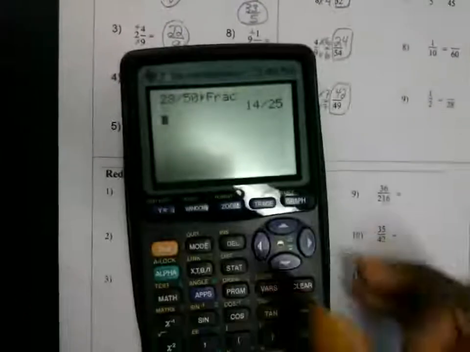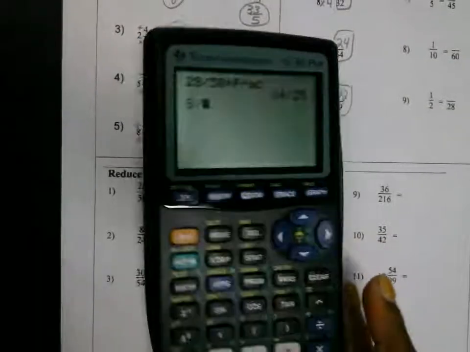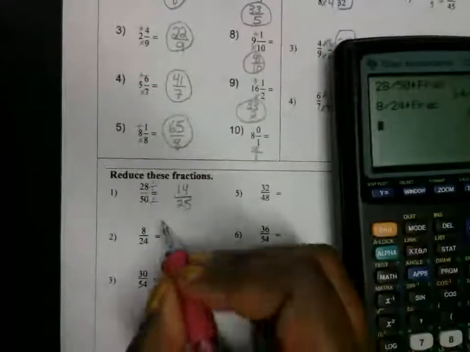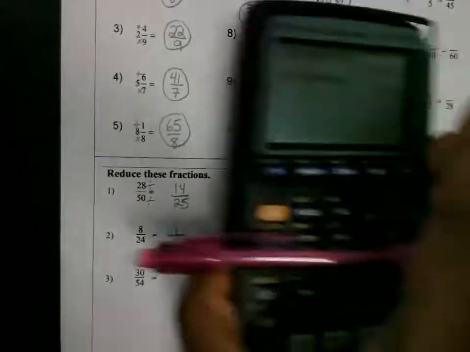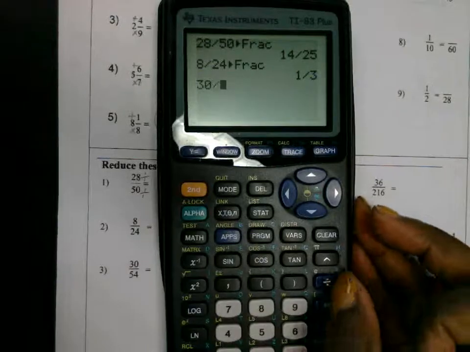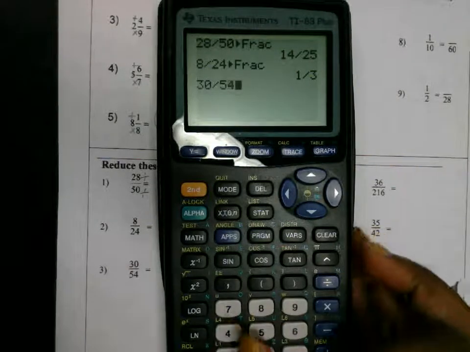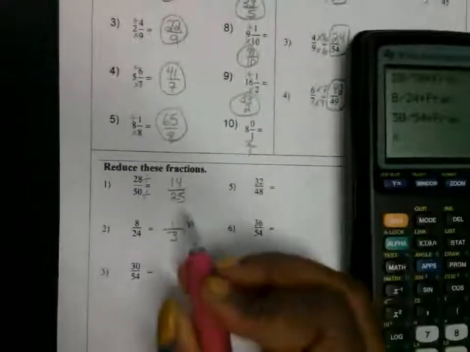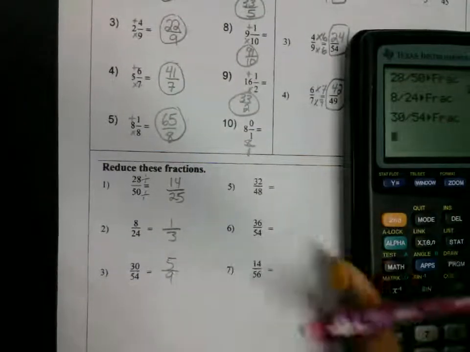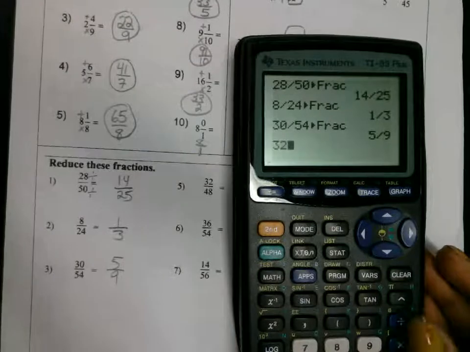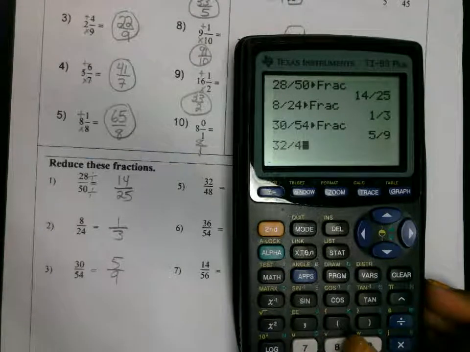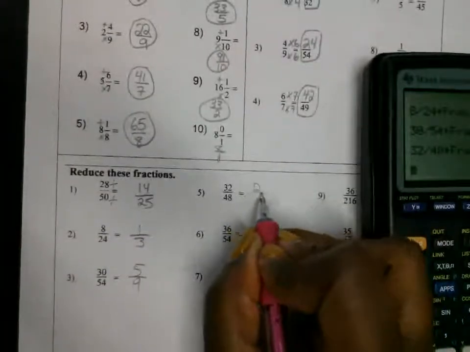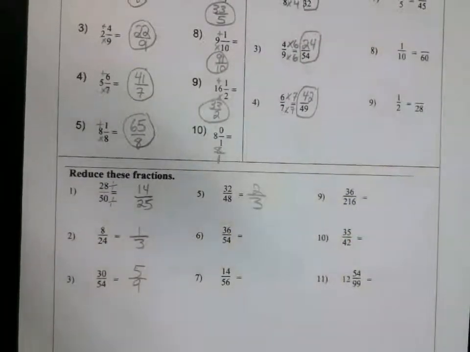Okay, we do 8 divided by 24, math, enter. 1/3. Okay, 30 divided by 54, math button, enter twice, 5/9. Okay, 32 divided by 48, math, enter, is 2/3. Okay, and you should be able to finish those, okay?